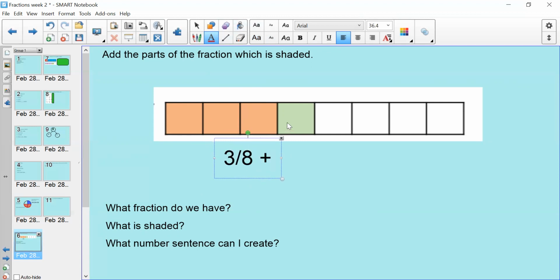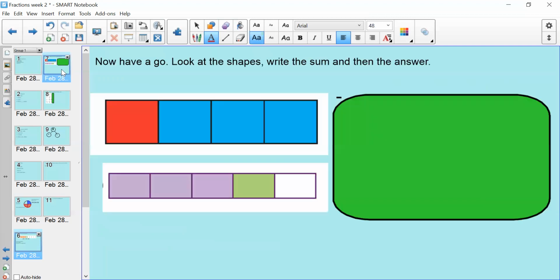Okay, then we're going to add the next color that was shaded, which is only 1/8. And then we've got to add the shaded together. So we shaded 4/8 of that shape. And again, you can see the denominator stayed the same. So we've still got 8, but the numerator changes. So 3 add 1 is 4.